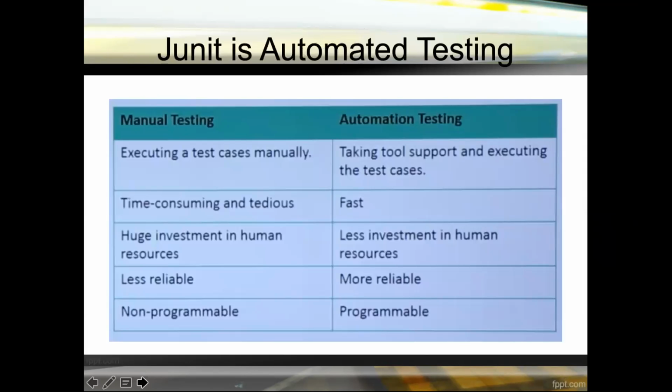I'm putting this slide in here just to show you, you could manually test things, but JUnit is the automated way of testing things. In automation testing, you're using a tool to execute the test cases. It's faster, there's less human involvement, it's more reliable, and it's programmable and repeatable, which is one that they didn't have in there. You could just run it again and again and again.